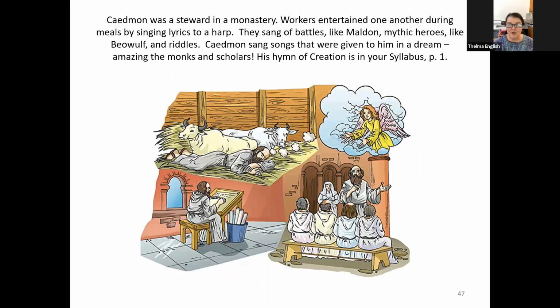Caedmon was a steward in a monastery. Workers entertained one another during meals by singing lyrics on a harp. They sang about battles like the Battle of Malden, you'll read this week. They sang about mystic heroes like Beowulf, and they loved riddles. Caedmon sang songs that were given to him in a dream, amazing the monks and the scholars. His hymn of creation is in your syllabus on page 1.